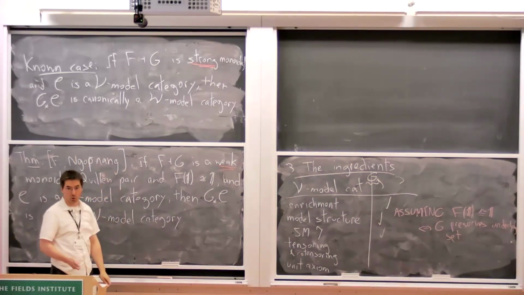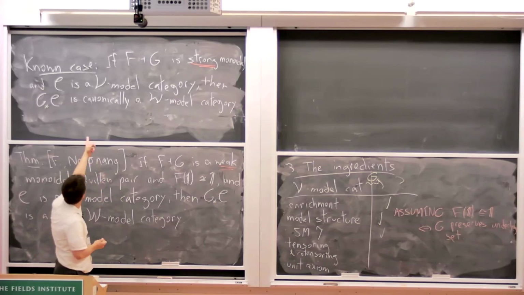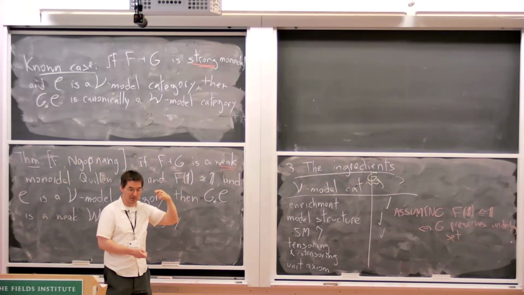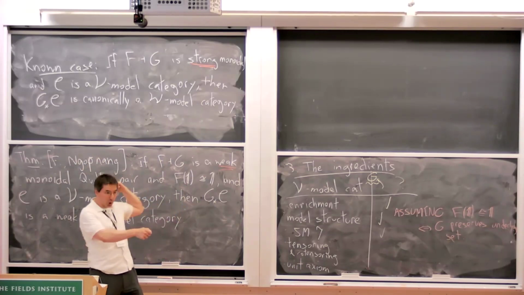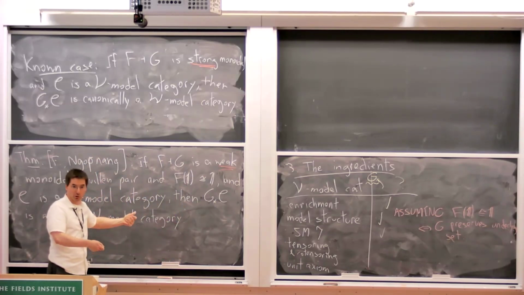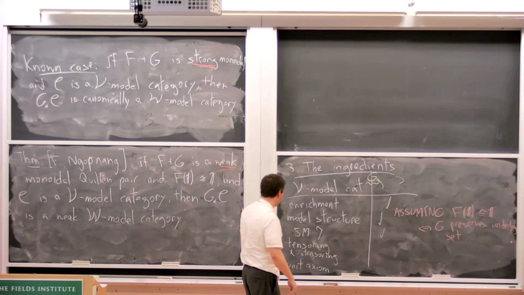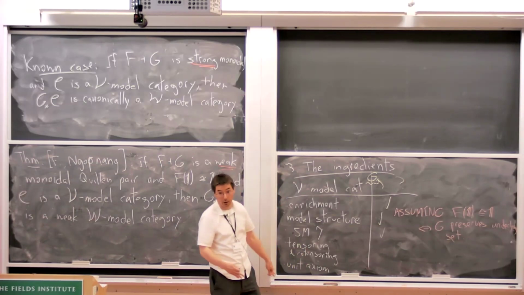By the only reasonable way you could, namely, how do I act by a little W on my objects in C? I just use F to go back to F and use the original tensoring. It's the only formula you would guess for an induced tensoring, and it works. Here, it just doesn't work.